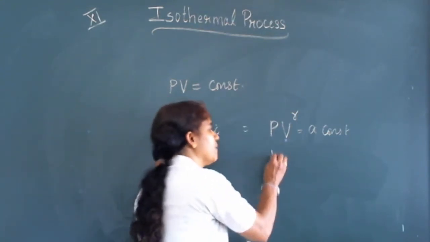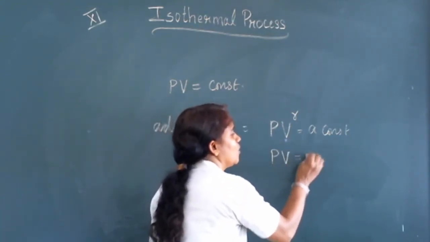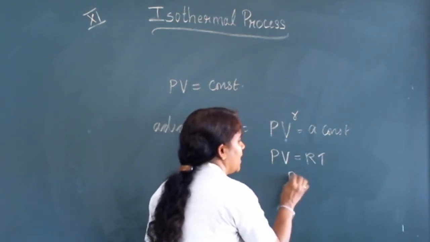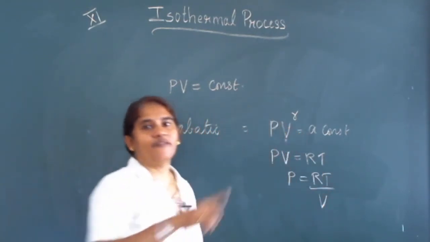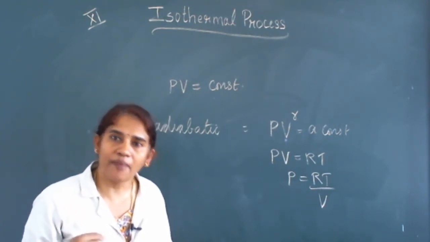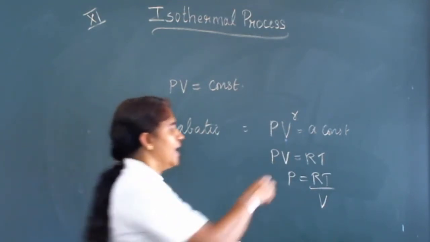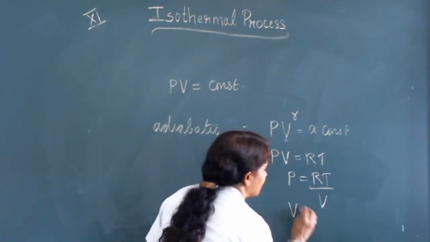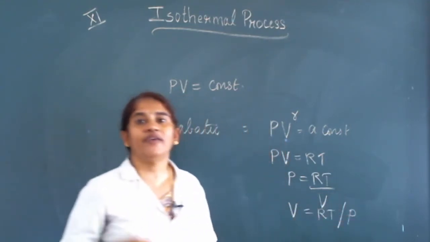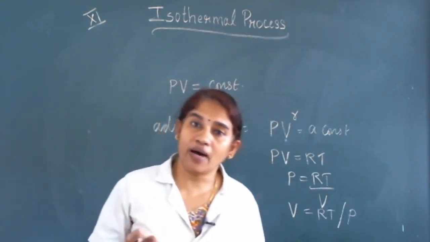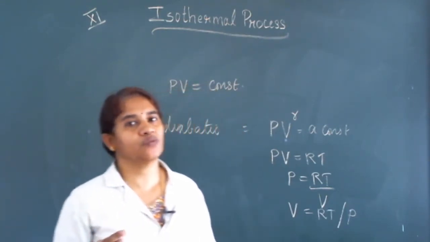By using the gas equation PV = RT, P can be taken as RT by V. By substituting this, we will get TV raised to gamma minus 1 is constant. Instead of volume, if we substitute volume as RT divided by P, we will get T raised to gamma by P raised to gamma minus 1 is constant.